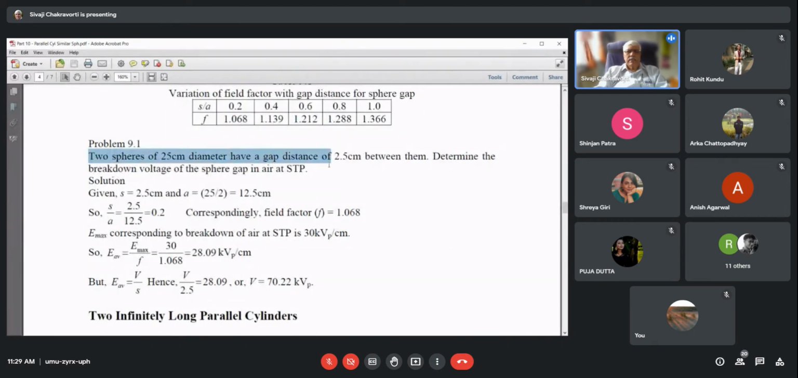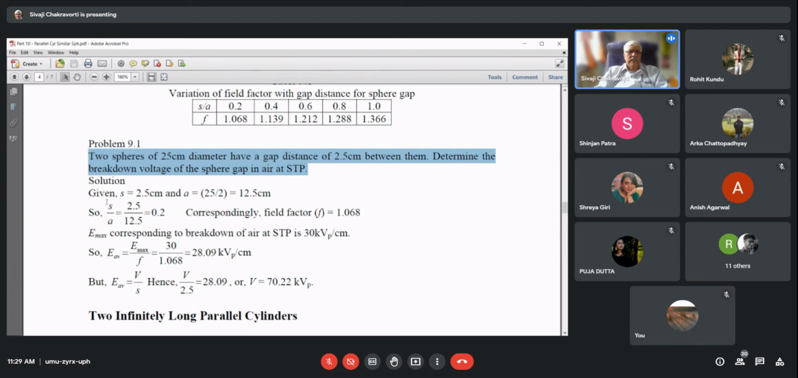A problem I have given here, what is that? Consider two spheres of 25 centimeter diameter having a gap distance of 2.5 centimeter between them. Determine the breakdown voltage of the sphere gap in air at STP.